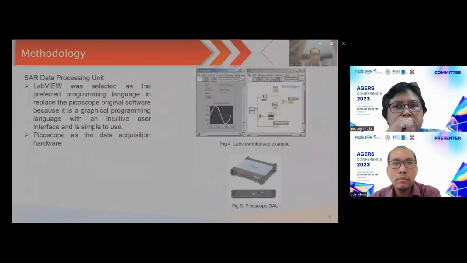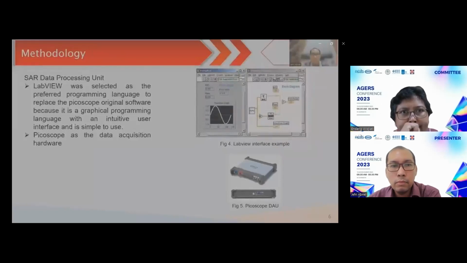With the Picoscope built-in software, we can only see the signal from the SAR system without being able to process it. The data processing can be done by taking the stored data and processing it with another program. But with LabVIEW, we can read the SAR raw data, and also process it using the match filter algorithm to create one-dimensional data. From this system, we can save the raw data and the match filter data together.